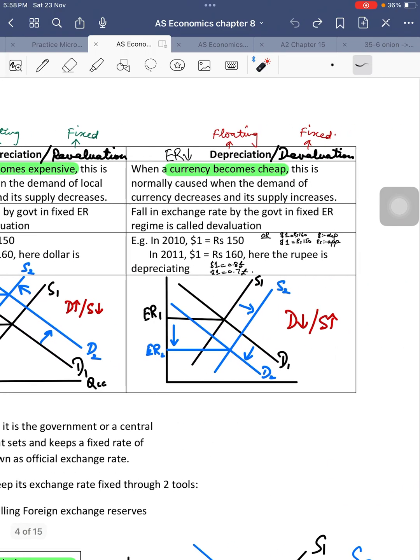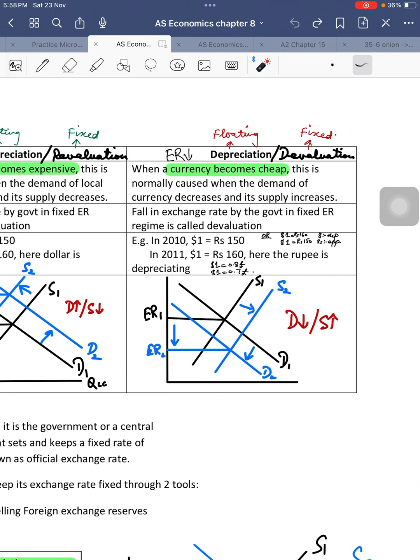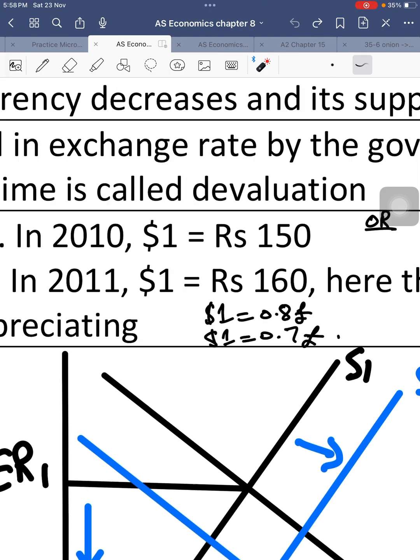Now, what about depreciation? The second type of movement in a country's exchange rate, assuming the country is following a floating exchange rate system, is known as depreciation. Depreciation is when a free floating exchange rate becomes cheaper, or when the value of the exchange rate falls. That means the value of the currency has depreciated when it becomes cheaper in a free floating exchange rate system. An example here is, in this example, the dollar was appreciating and hence the rupee is depreciating.